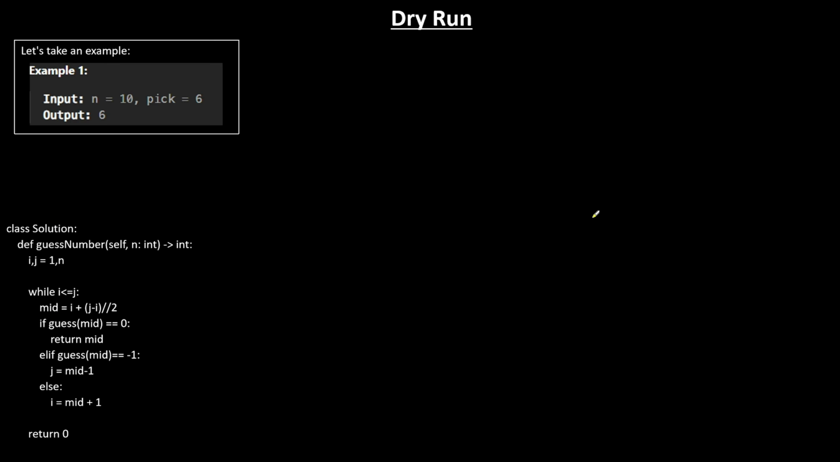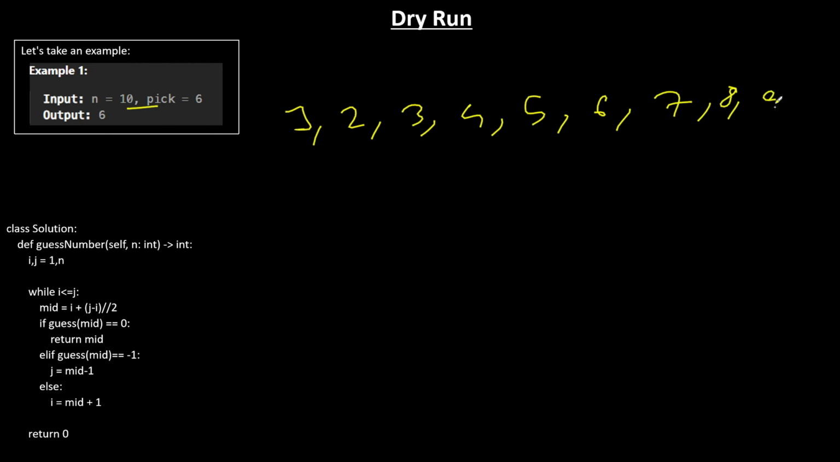Now since we have the understanding of the code, let's look at the dry run of the example. Okay, now let's take this example again. So n is 10, right? So what we will do, this will create a search space: 4 5 6 7 8 9 and 10. Fine.